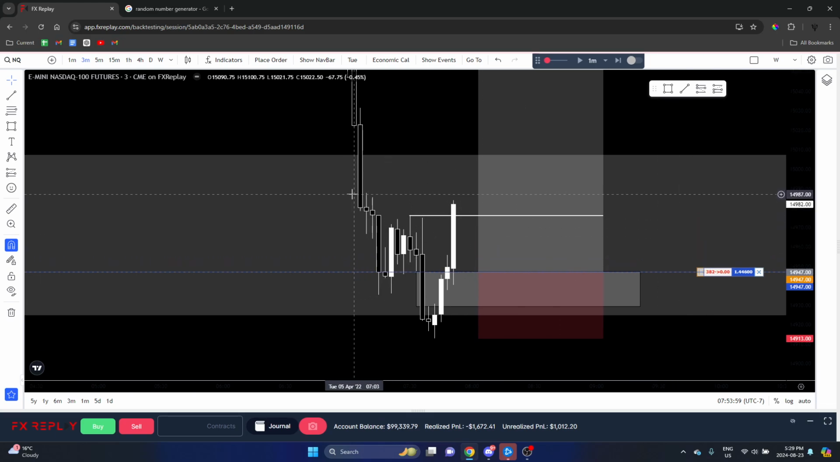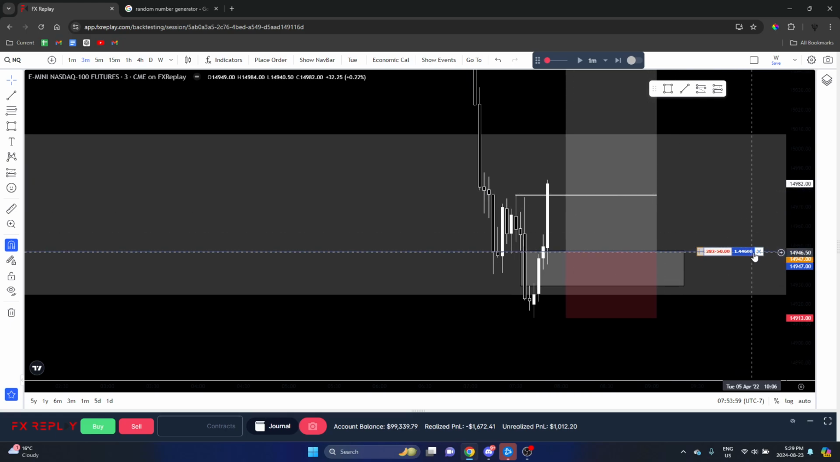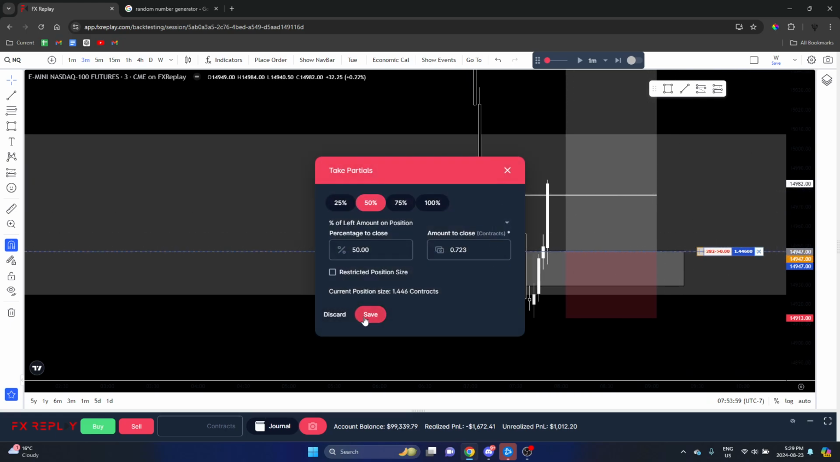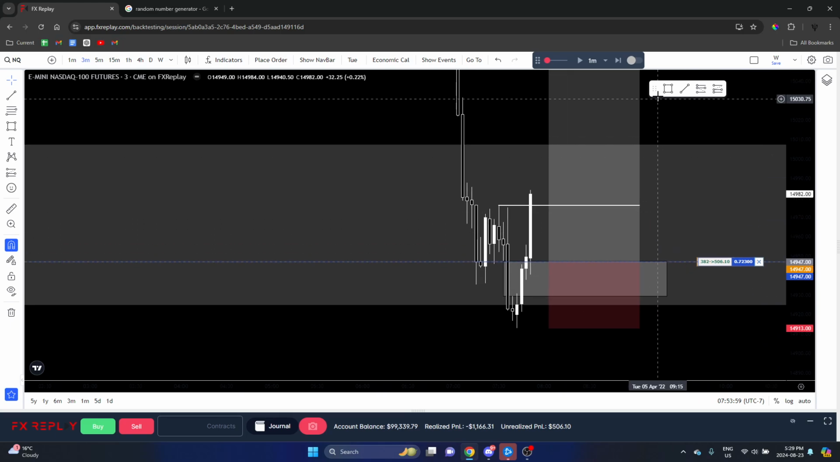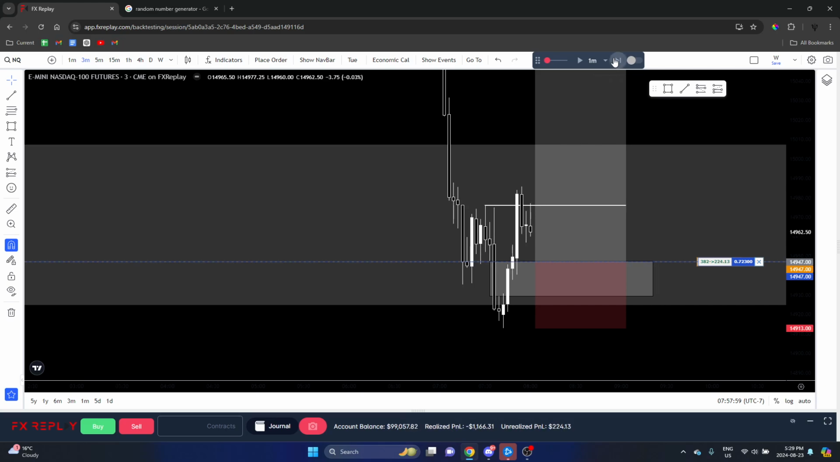tap into this bearish gap here, and I'm not sure if this is going to reject or we're just going to blow right through it. So I will scale half of the position here. So scale half there, and then I'm going to hold the rest, runners. So we're going to see.